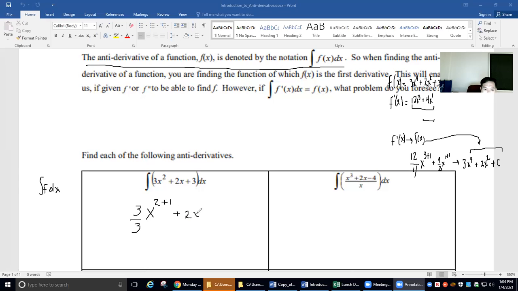Same thing with the next one. 2x to the 1 plus 1, divided by 2, then plus 3. Now this had a 3 here. The f of x function now is 3x. And so this is what it looks like operation-wise. And now I'm going to go ahead and clean it up. So this is f of x equal to just 1x to the third power plus 1x squared plus 3x.